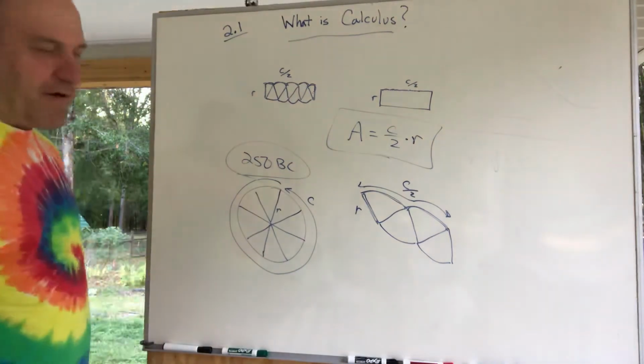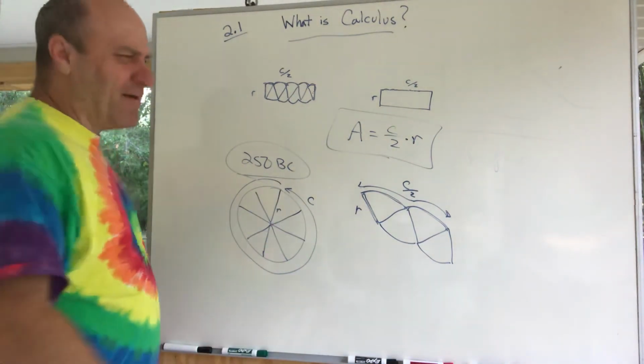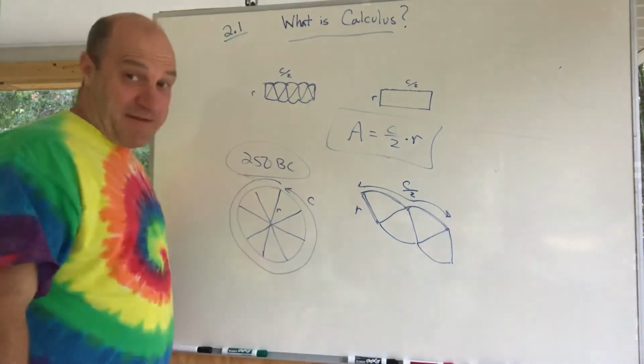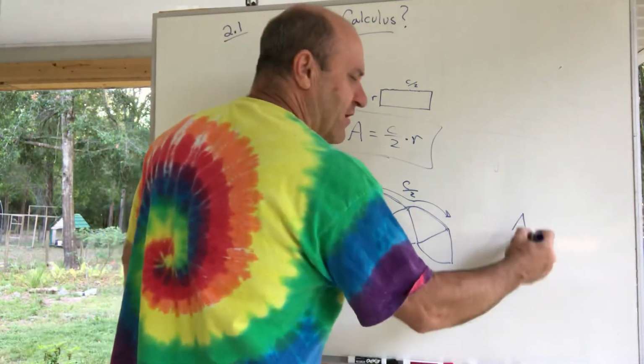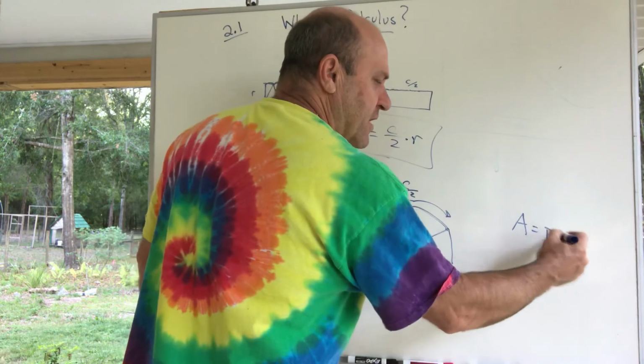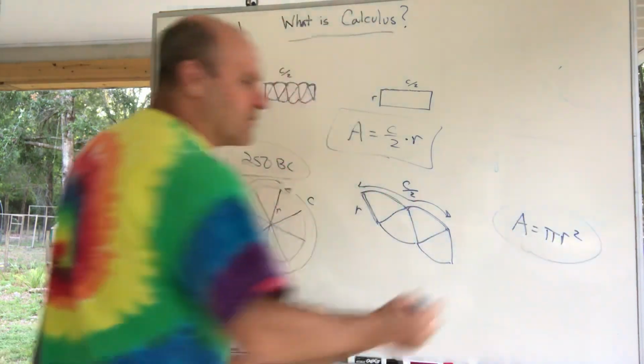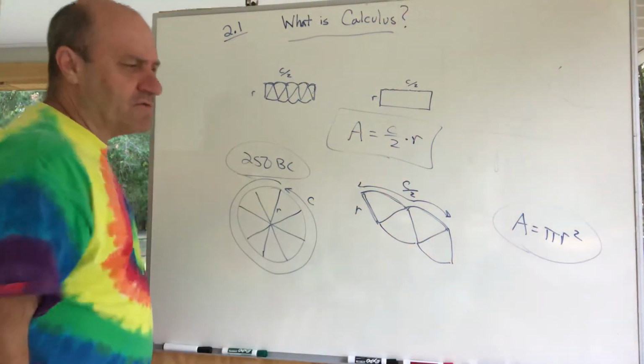Now, we've got a different formula for the area. It took them a while; they had to calculate pi. That took some other work. That took some infinite work. What do we call the area of a circle? Pi r squared. The area of a circle is pi r squared, is what we usually say.